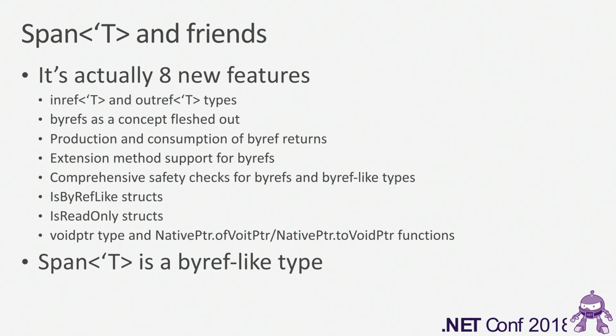I want to reiterate that Span of T is a byref-like type. So we have the ability to consume and produce these byref-like types, and one of the most important ones that exists in .NET Core today is Span of T. So it's important to flesh out everything around being able to use that effectively. So that's what we're doing. Let's dive into that a little bit.